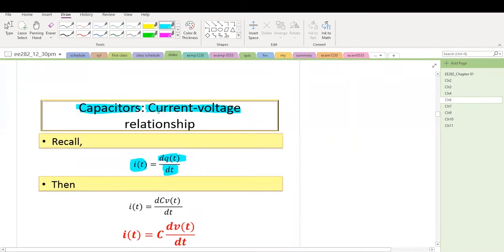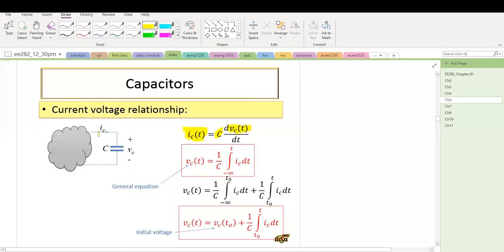Next, let's look at the current-voltage relationship for capacitors. We know that current is the derivative of the charge Q with time. Basically, the change of the charge with time forms the current. We know that Q for the capacitor is proportional to the voltage, so q(t) equals C v(t). Plug it in and take the derivative. C is a constant, so we take it out. So i(t) equals C times the derivative of v(t). This is the current-voltage relationship for the capacitor.